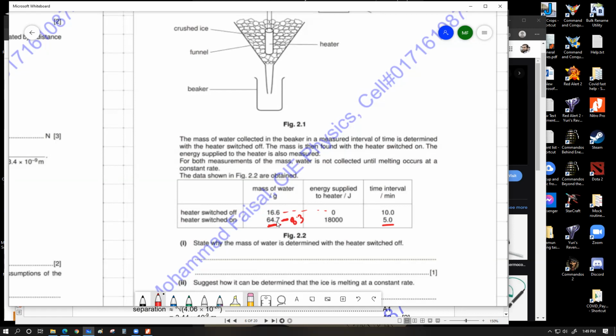So the 18,000 joules of heat energy supplied by the heater was responsible for melting less than 64.7 gram, because the atmosphere also did some melting. How much did the atmosphere melt? We wanted to measure it. That's why we had to take the first reading.